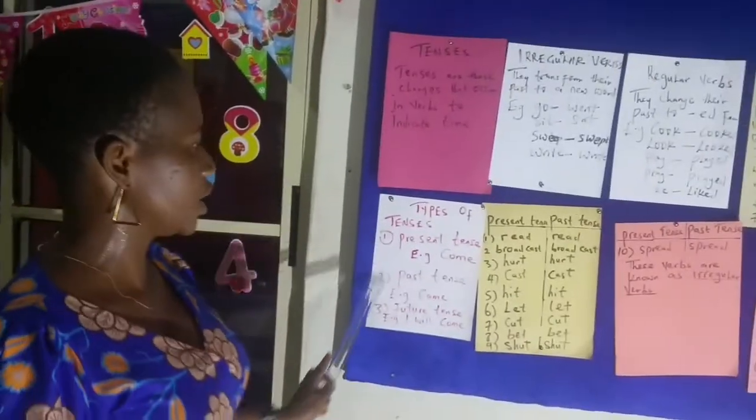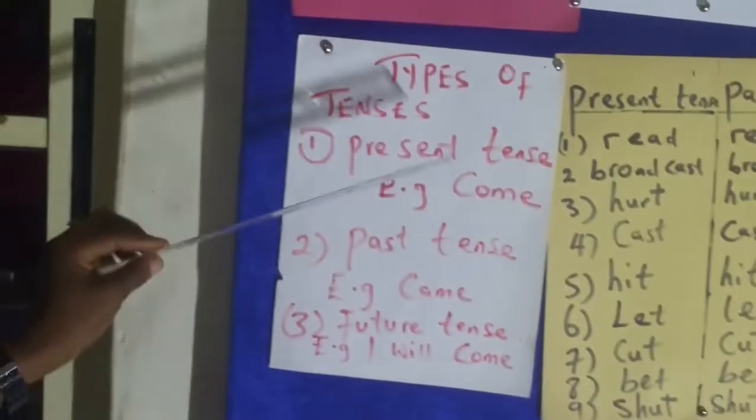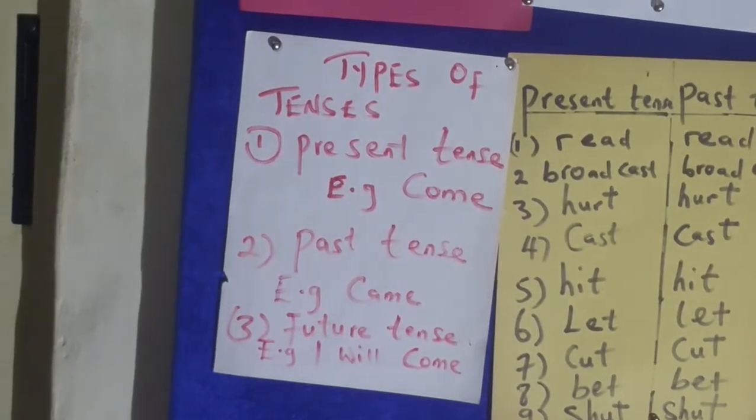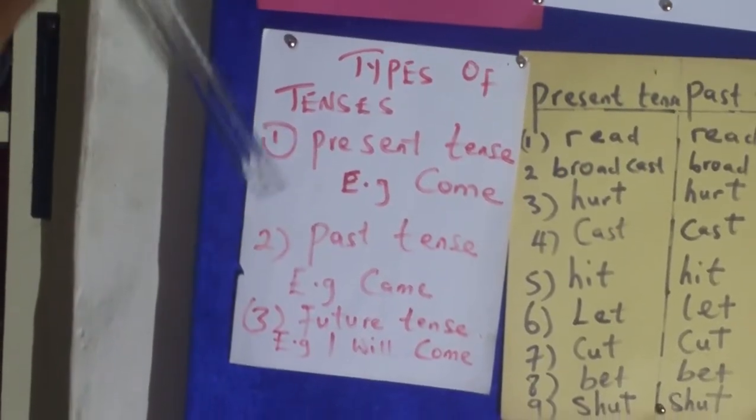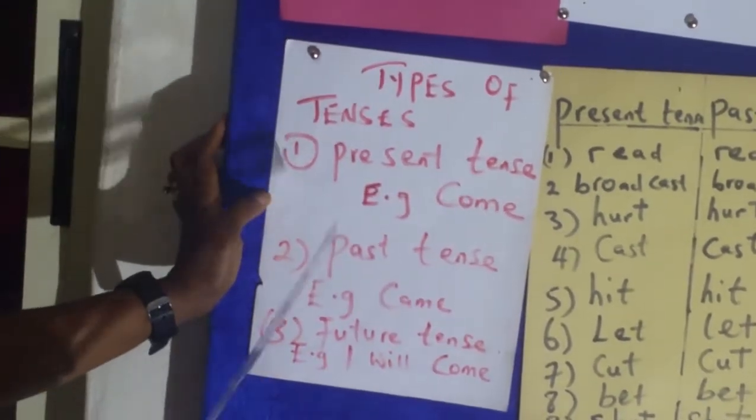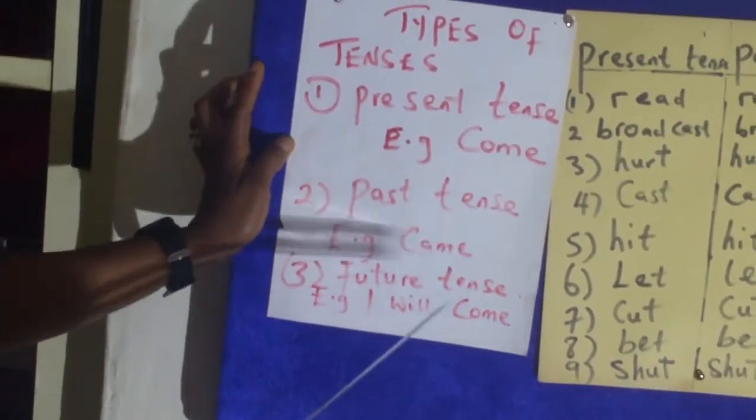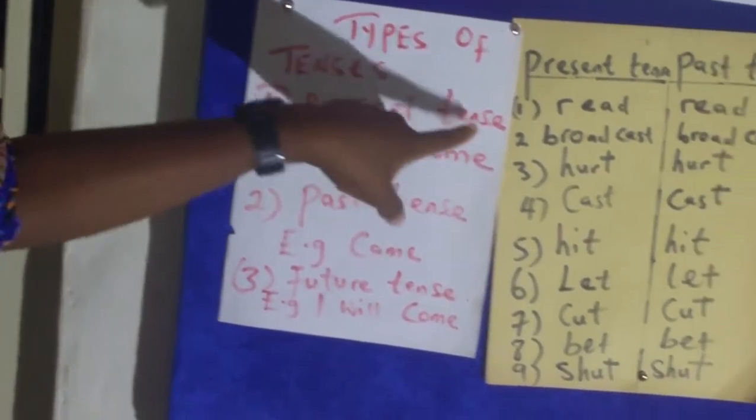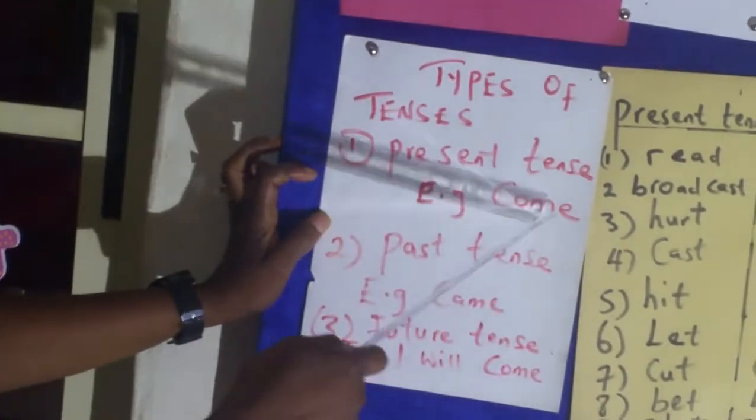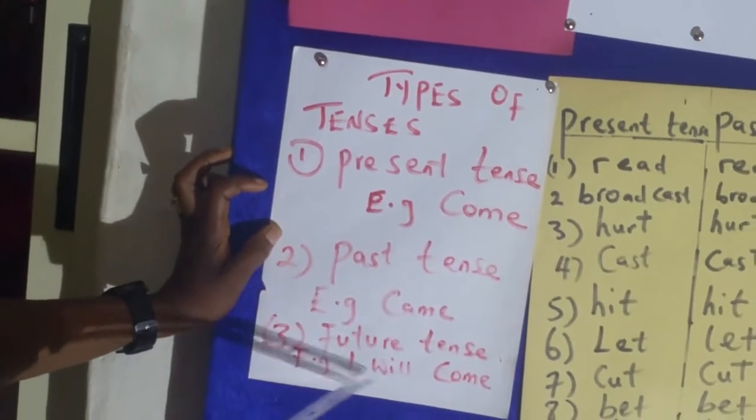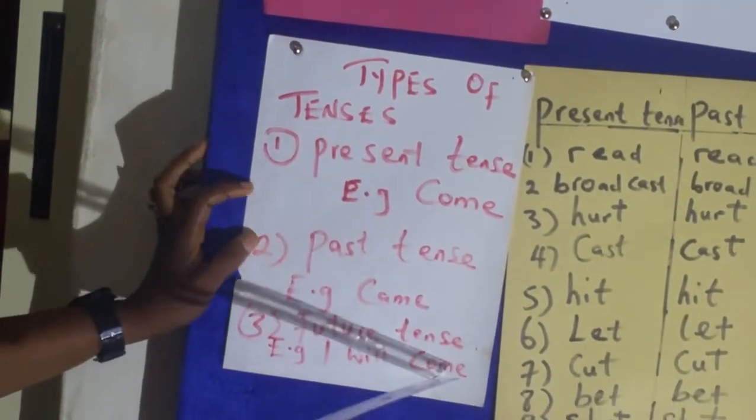So let's look at the types of tenses we have in English. In university, they will tell you some tenses like present continuous, past continuous, but at lower secondary and upper primary, you will see tenses like present tense, past tense, and future tense. That is the major one for the secondary and primary level. So here we have present tense, example is come. Past tense, example is came. The future tense, example is I will come.